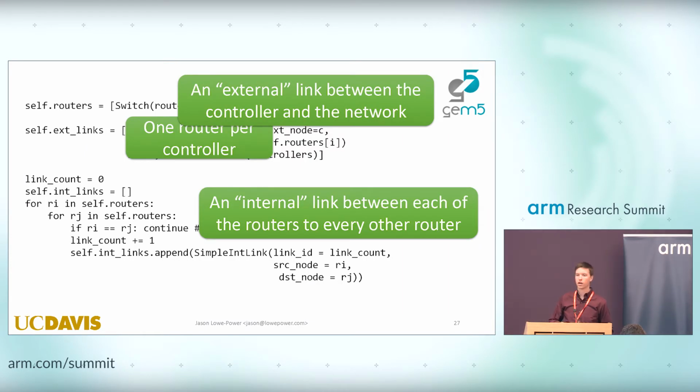So here's an example of a point-to-point. So it doesn't have to be complicated. So in this case, we create routers. We're creating a router per controller, since each controller is going to talk to all the other controllers. You have external links that link a controller into the network. And then you have internal links that link routers to routers. And so in this case, we have every router connected to every other router. So these topologies can be pretty simple.